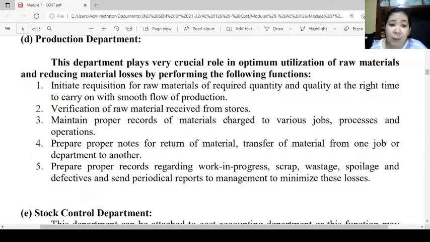Number 3, maintain proper records of materials charged to different jobs, processes, and operations for accounting purposes and control as well. Number 4, to prepare proper notes for any returned materials, transfer of materials from one job or department to another. So this is to keep track of the production flow. Number 5, they will prepare proper records regarding work in process, scrap, wastage, spoilage, and defectives, and send these reports to management for analysis and, of course, for control to minimize losses.